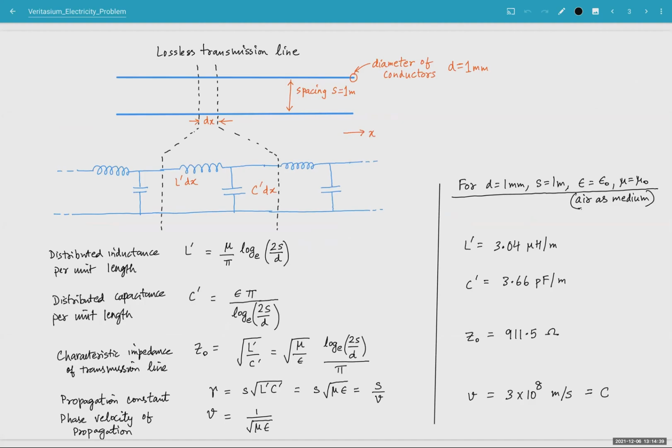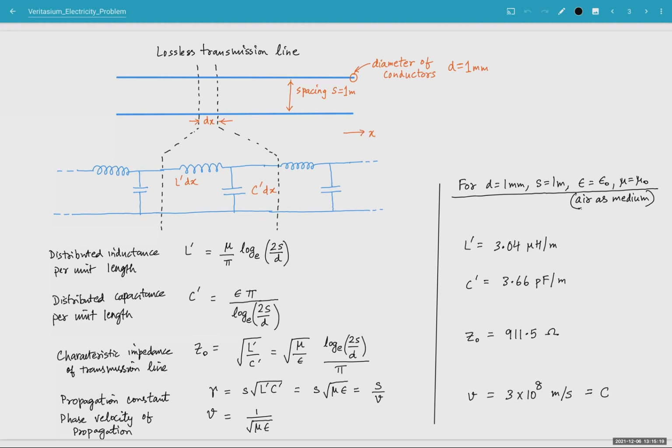So to model the transmission line, I'm using some of the models that we typically teach in an undergraduate course on transmission lines. So this is a lossless transmission line. It's modeled as a series and parallel connection of inductors and capacitors, and that models their distributed inductance and capacitance here. So for example, a short length of this line, dx, has an inductance of L prime dx and a capacitance of C prime dx.